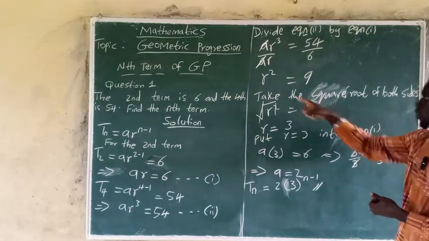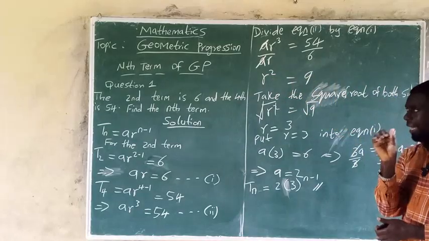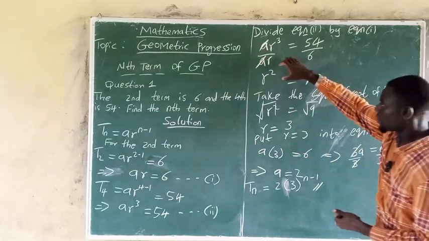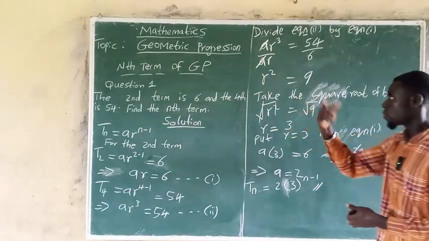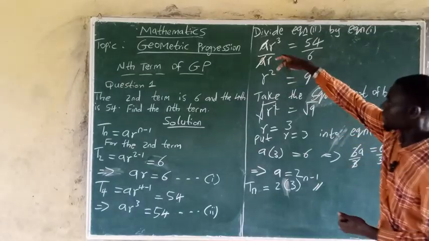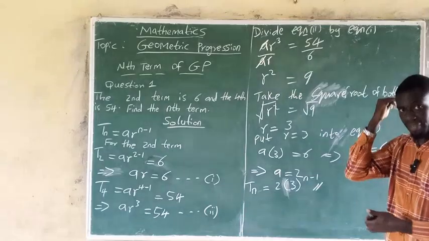9. Take the root, because you don't want the power 2 to stand alone. You want only r to stand alone. So in mathematics, for us to take the power away, we take the root of that power. Since this is 2, it is the square root. Assuming here was 3, it will be cube root. Assuming here was 4, it will be fourth root. That is how we solve in mathematics.